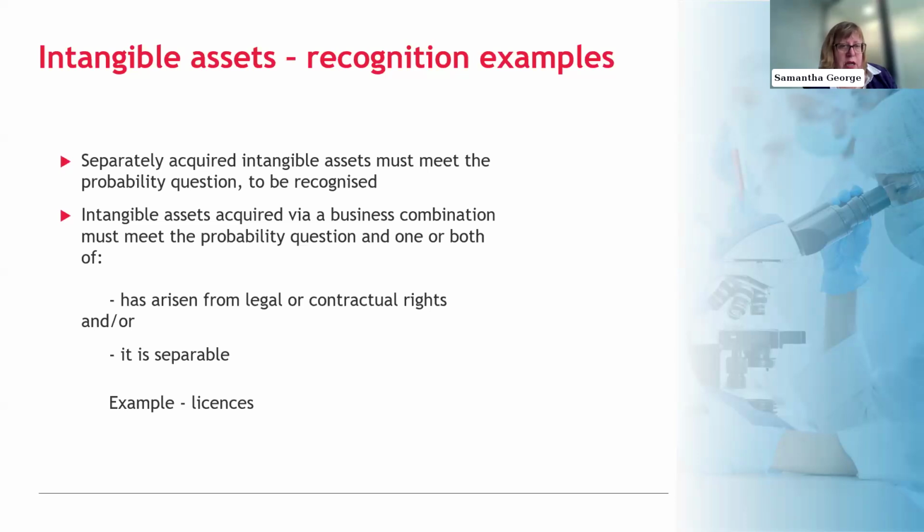As intangible assets acquired via a business combination, technically they should meet both of those requirements. It's arisen from legal or contractual rights, and it's a separable asset, so you can put it in a box and know what it is. But in fact, the standard gives you the ability to meet the probability question and one of those requirements as well. A good example there would be licenses.